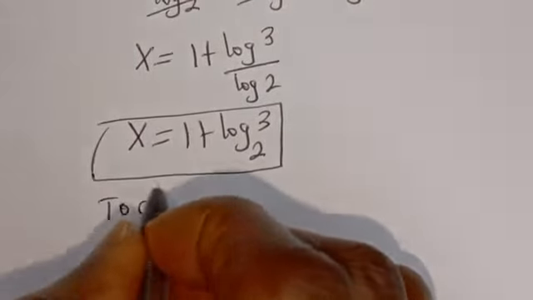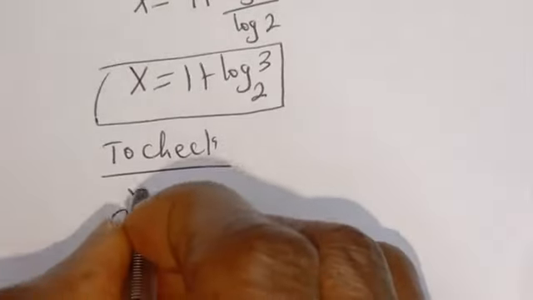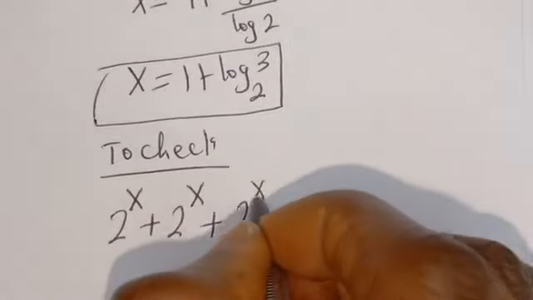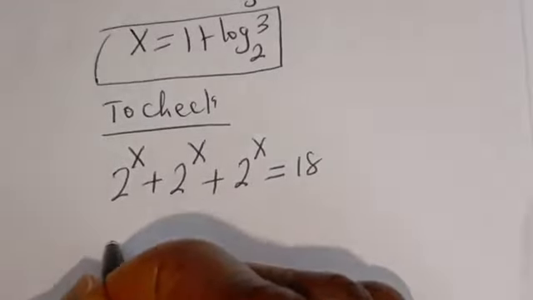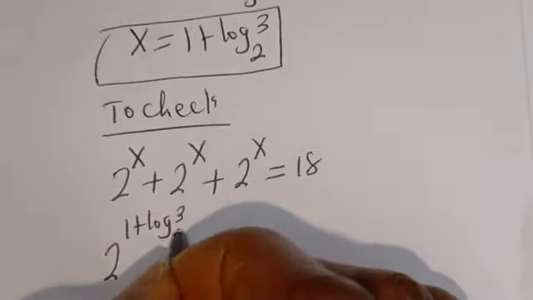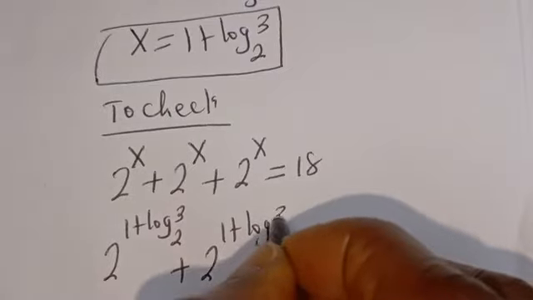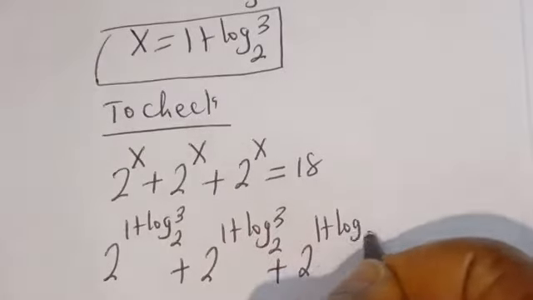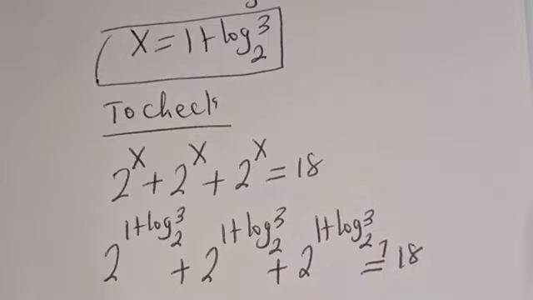To check, we have the given equation 2 to the power of s plus 2 to the power of s plus 2 to the power of s is equal to 18. Then here we have 2 to the power of 1 plus log 3 base 2 plus 2 to the power of 1 plus log 3 base 2 plus 2 to the power of 1 plus log 3 base 2 must be equal to 18.